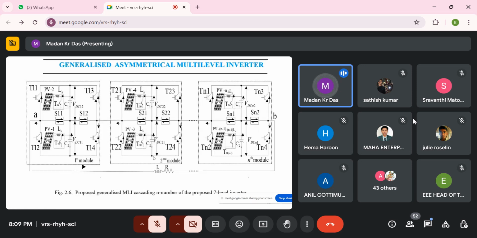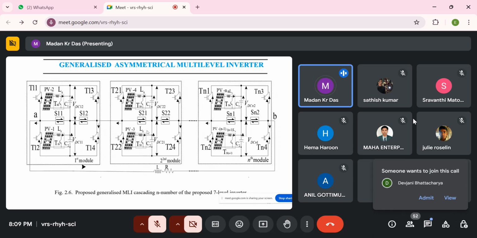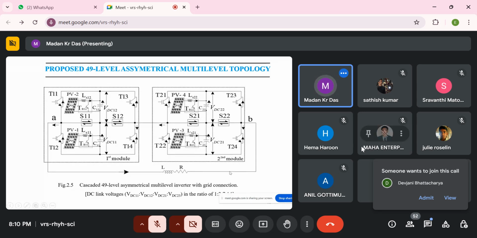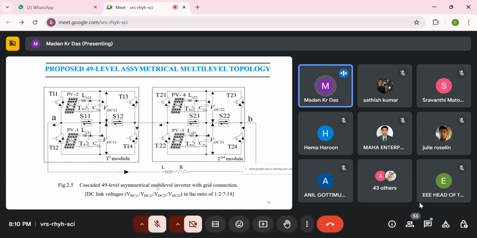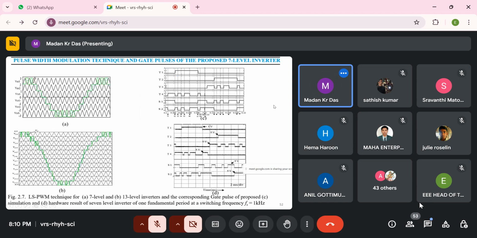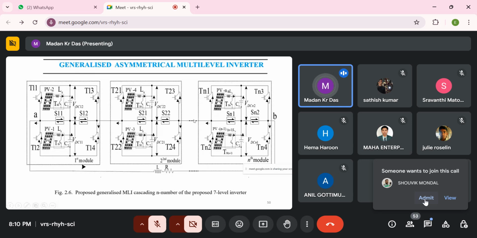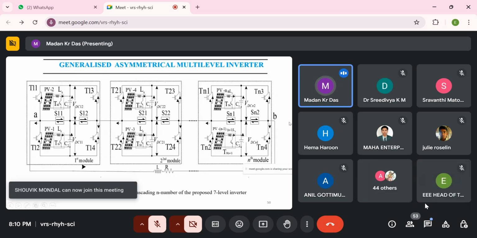Now this 7-level inverter is H-bridge type and cascaded in nature, to generate N levels. If 2 inverters are connected in cascade, it will generate 49 levels. Here we have mentioned 2 inverters in cascade, then it will generate the 49 levels. 49 levels means the ratio is 1 to 7, 7 to 14. So it will generate 49 levels. Suppose the inverter is connected in N levels, then we can find the generalized form for this inverter.